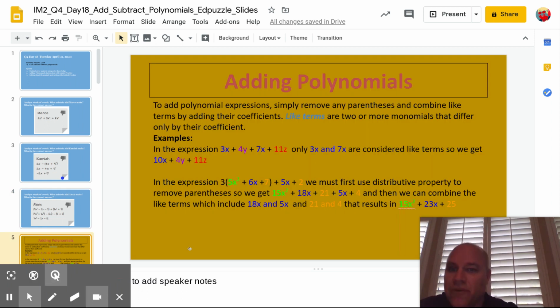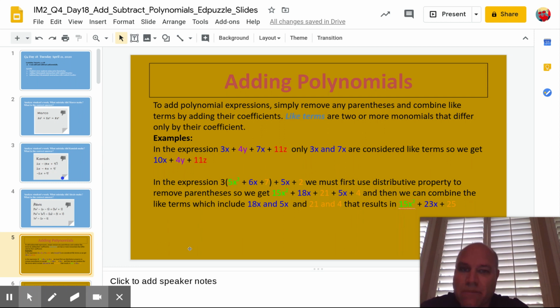Adding polynomials. To add polynomial expressions, we simply remove any parentheses and combine like terms by adding their coefficients. Like terms are two or more monomials that differ only by their coefficients. So first little example here, 3x plus 4y plus 7x plus 11z. Our like terms are the 3x and the 7x. And so then when we combine those, we'll end up with the expression 10x plus 4y plus 11z.